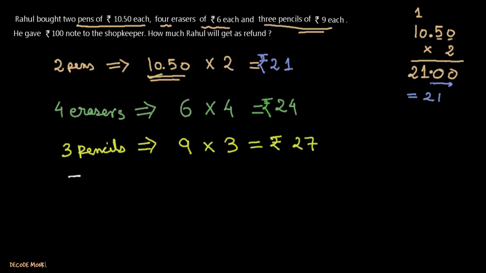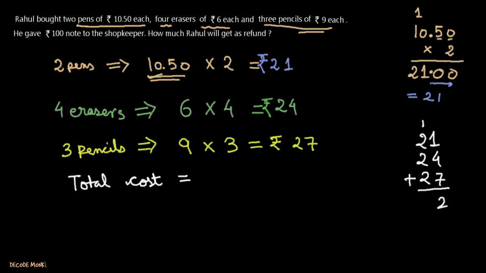So the total cost Rahul has to bear is the addition of these three numbers. So that is equal to 21 plus 24 plus 27. So this will come down to 1 plus 4 is 5, 5 plus 7 is 12, 2 carry 1, 2 plus 2 is 4, 4 plus 2 is 6 plus 1 is 7, 72 rupees. The question may be how much Rahul paid the shopkeeper. Then the answer would have been 72. But this question does not stop here.